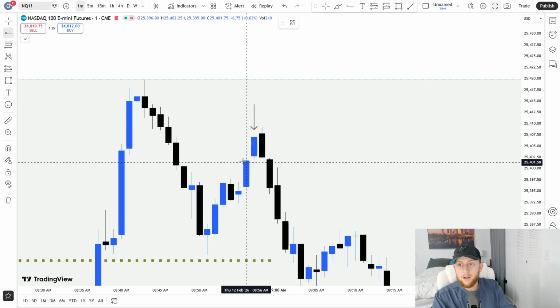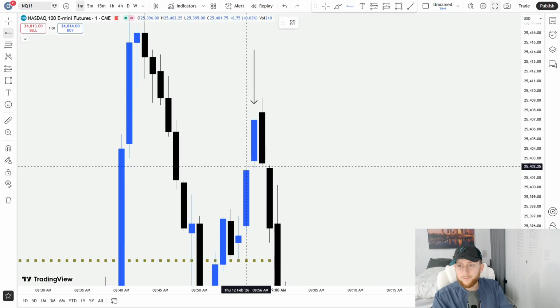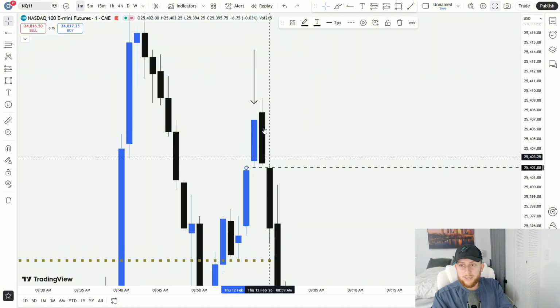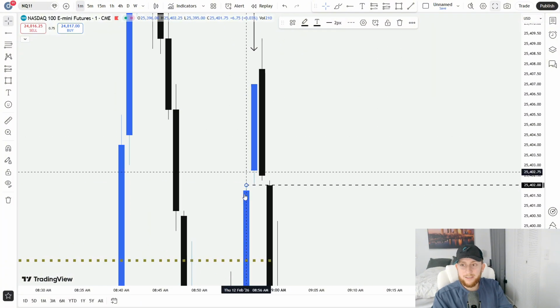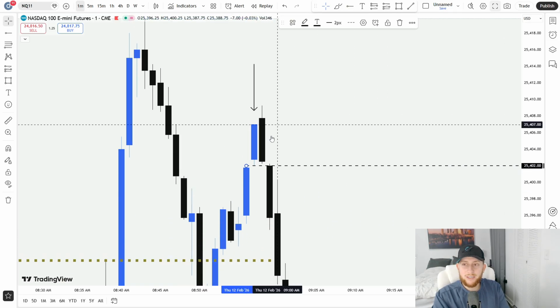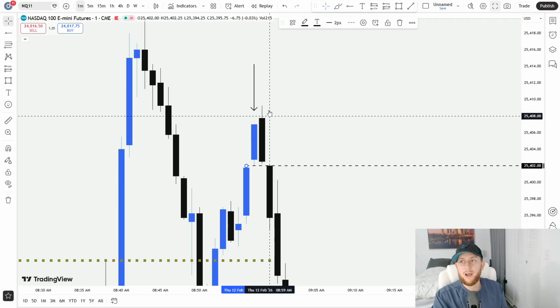So I'm going to go here, and for supply, I'm marking the lowest point possible, just like this, right? So you can see I marked the lowest point possible of this candle. See this wick right here? We mark that. It does not have to be just the body. It just needs to be the lowest point possible.